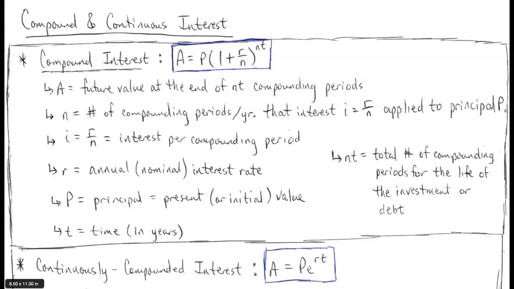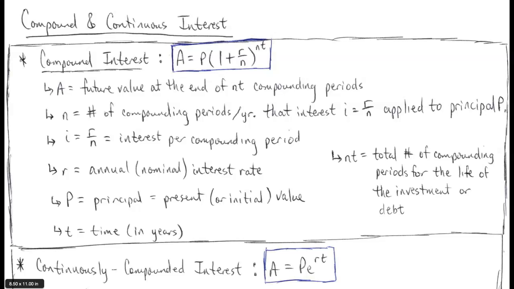So in this part 1 video, we are going to specifically talk about compound and continuous compounded interest. First we want to go over the formulas for compound interest and continuously compounded interest so that we see the similarities and differences between them, understand what all the variables mean, and then after that we're going to go through a series of problems exercising using these two formulas.